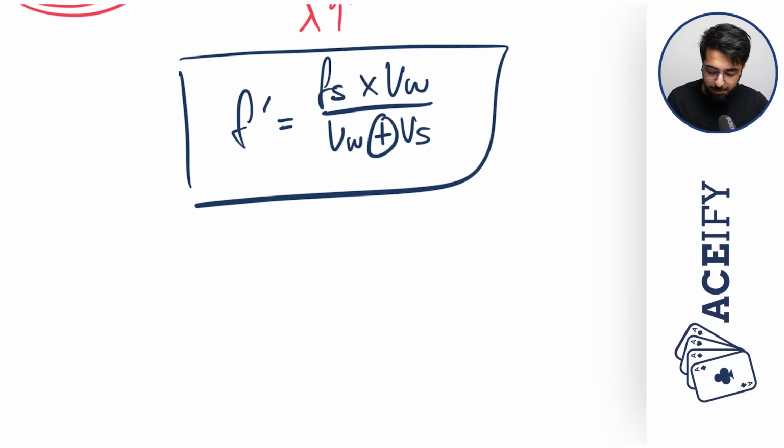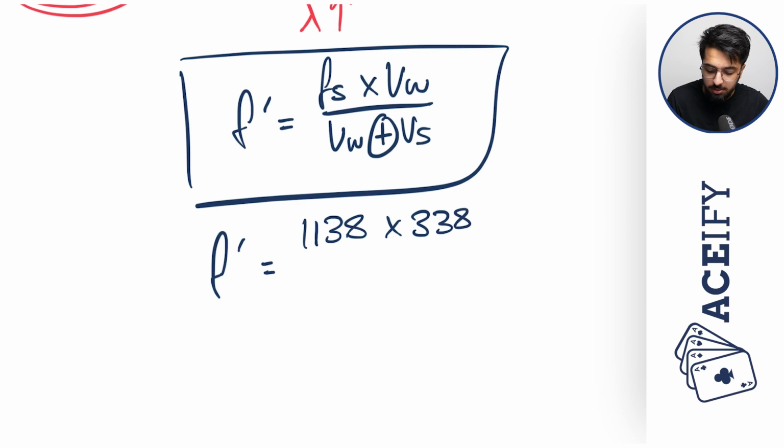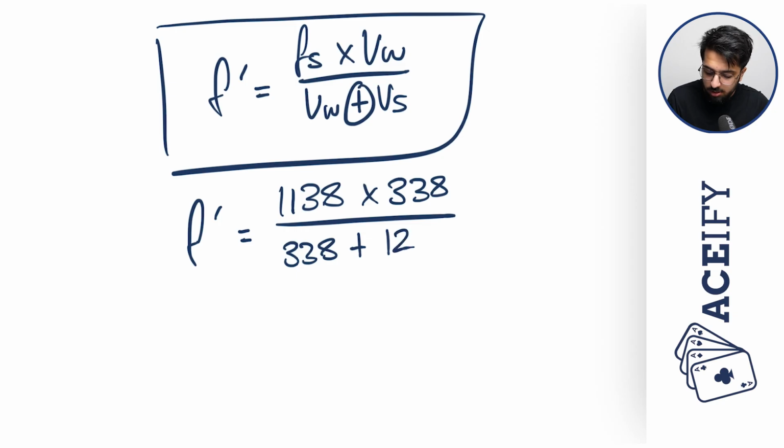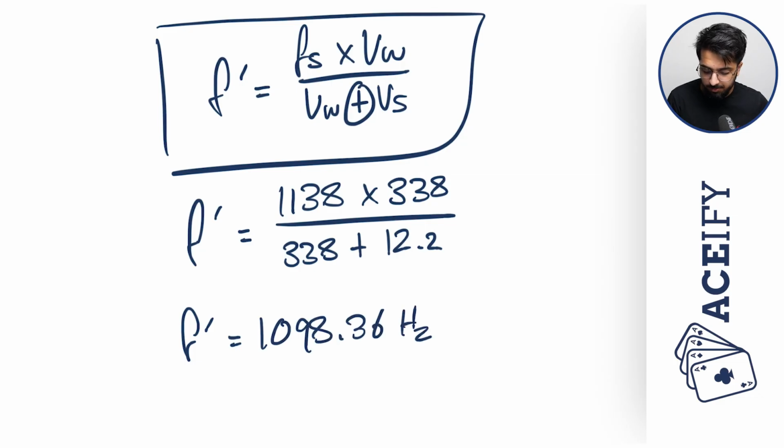But plugging in our numbers, we get our observed frequency is equal to the source frequency, which is 1138, times the velocity of the wave, which is 338 meters per second, all over 338 meters per second, plus the velocity of the source, which is 12.2 meters per second. And this gives an observed frequency of 1098.36 Hertz. There we go.